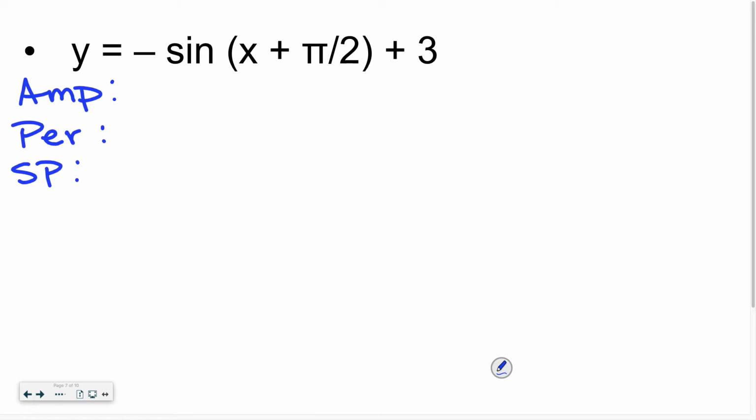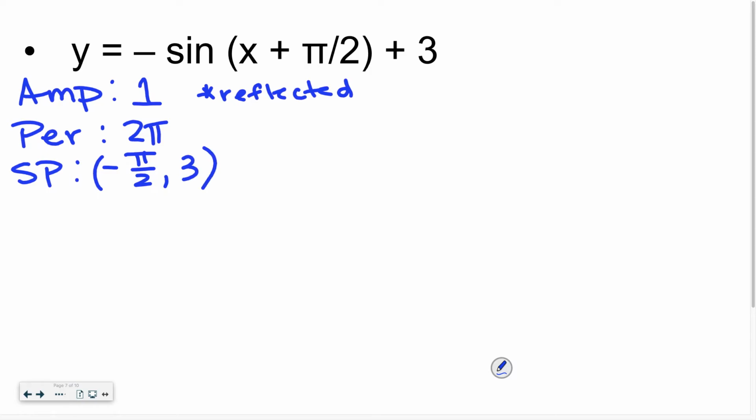Brecken, what is your amplitude? 1. Our amplitude is 1. I am going to make a note that we do have a reflected sine graph because of the negative, but our amplitude is 1. Caden, what's our period? 2 pi. B is 1, so it does not affect our period. Our period remains 2 pi. Gracie, what about our starting point? Negative pi over 2, 3. Very good. C over B is negative pi over 2 divided by 1, and then our D value is 3.